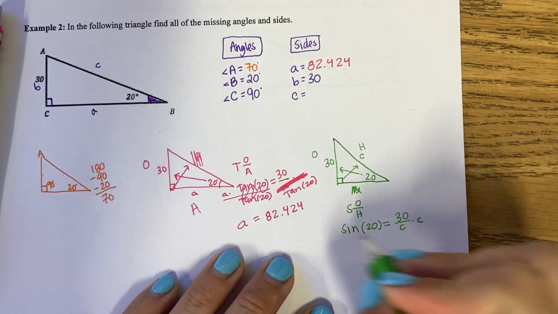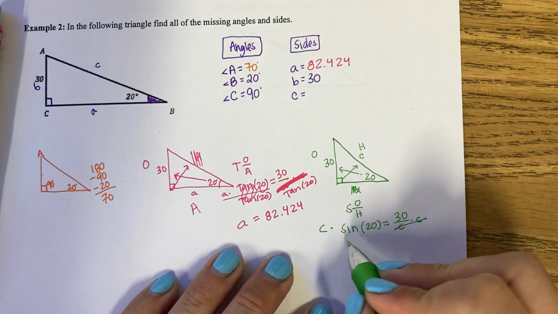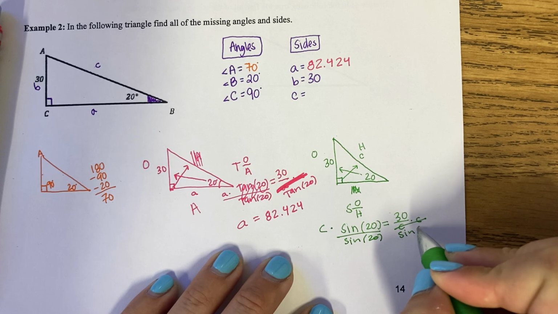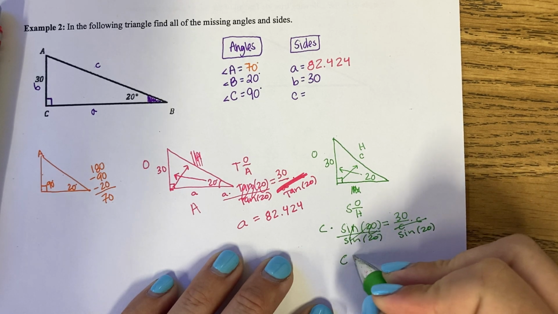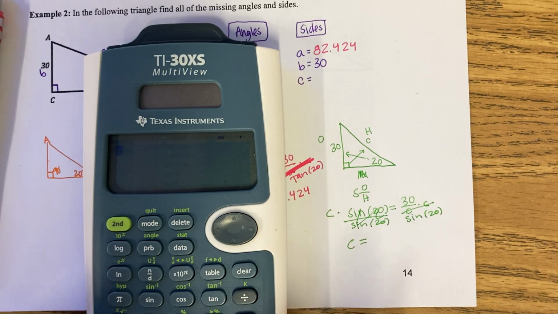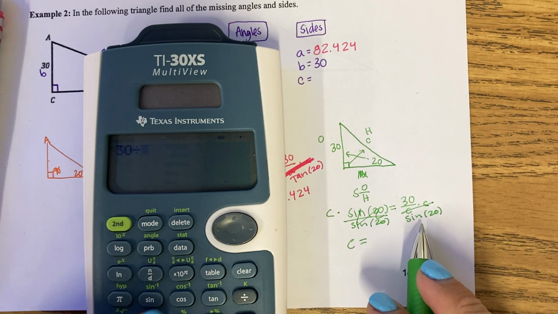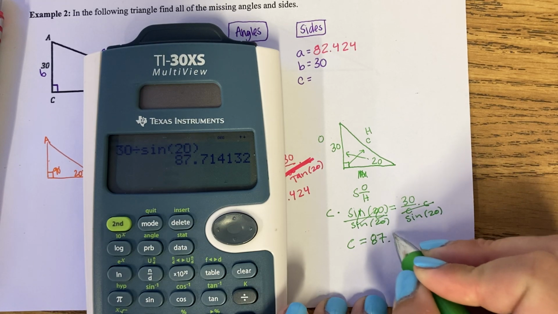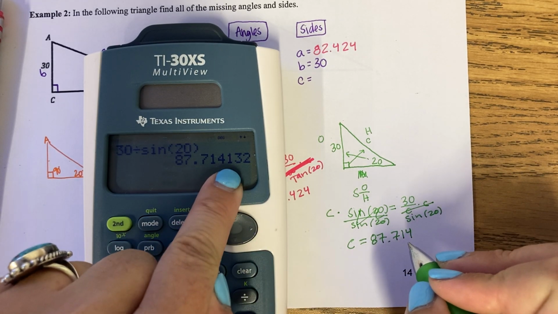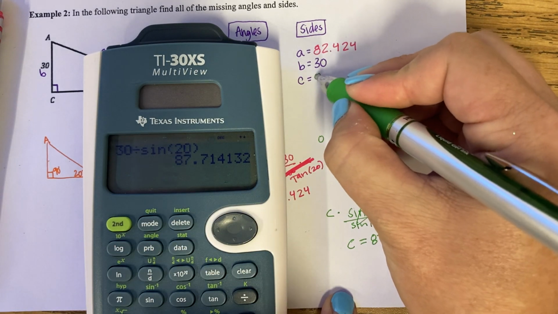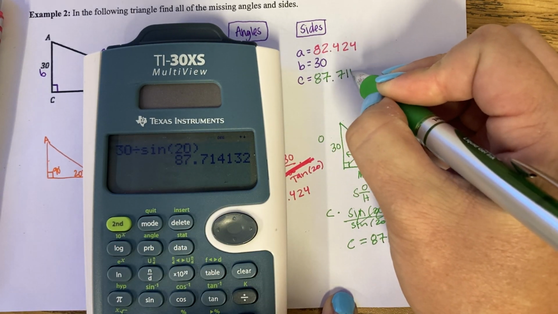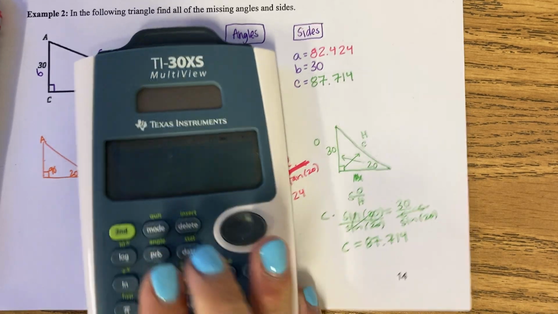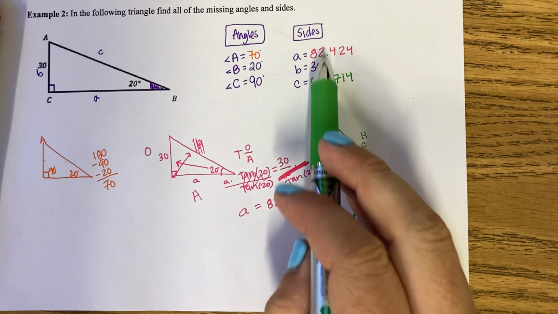I want to get rid of the fraction. Gone. And then I want C by itself, so we divide by the trig function. C equals 30 divided by sine 20, which is 87.714. The 4 will not round up. And we have solved for all of the angles and all of the sides.